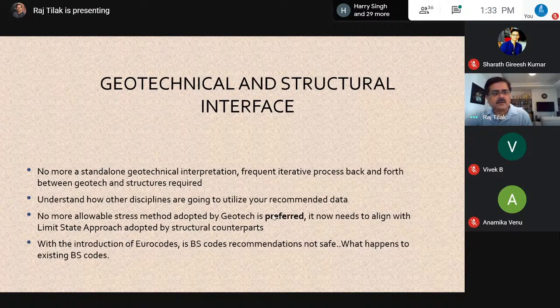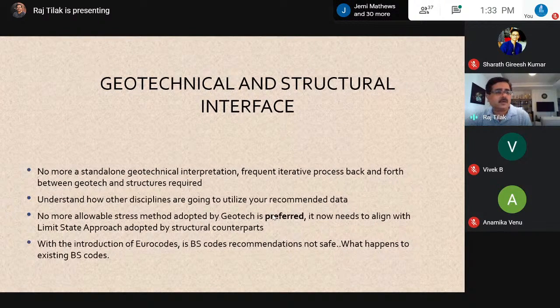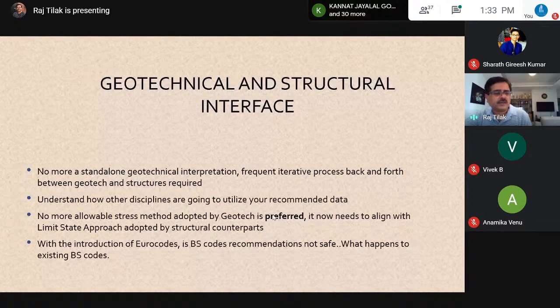And one thing other than this is that we used to have a global factor of safety approach long back, when you arrived at allowable bearing capacity, you used a factor of safety of 3. Even in piles, when you calculate your ultimate capacity, you divide by 3 to get your allowable. Now that is no longer the case. Now it is more of a limit state approach.